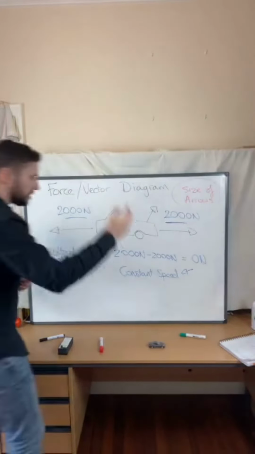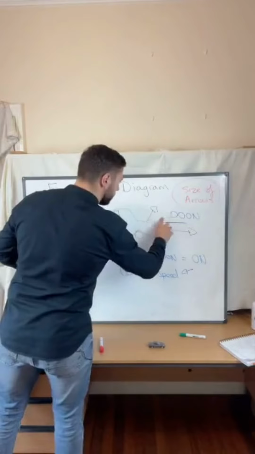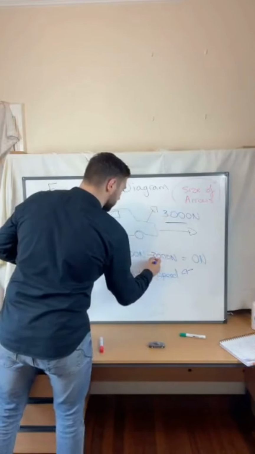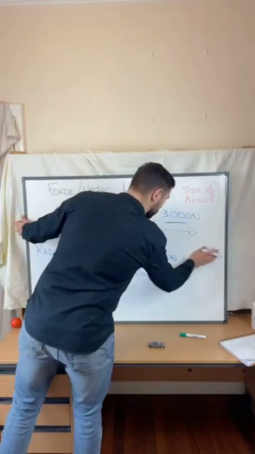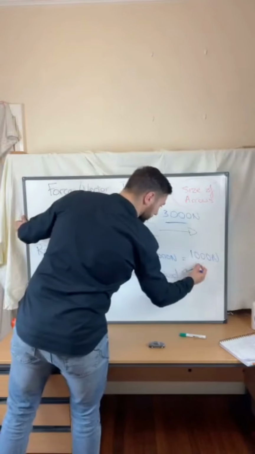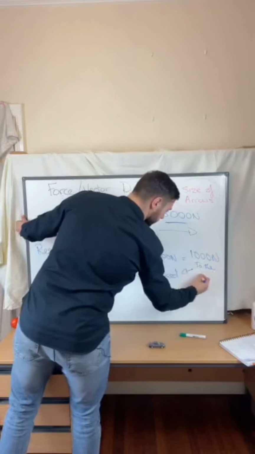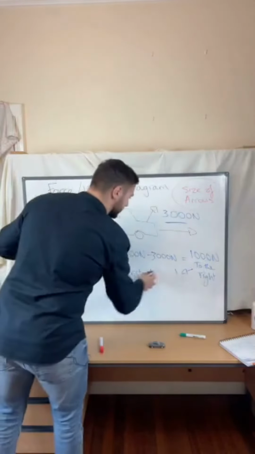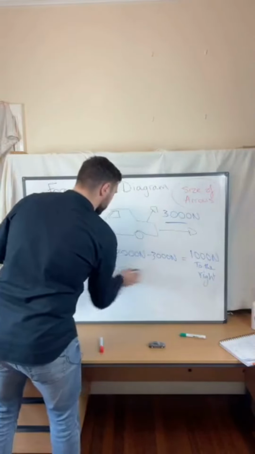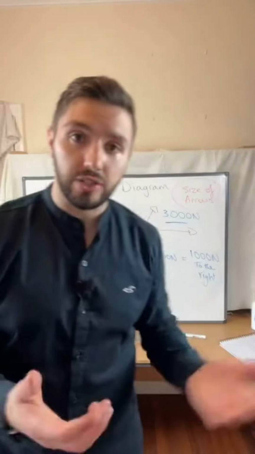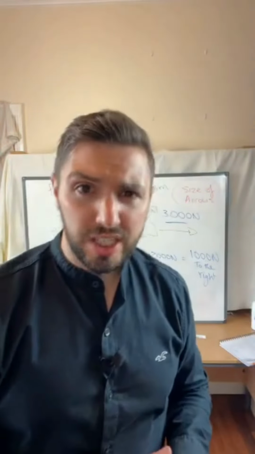Now let's say we changed it again and this became 3,000. I don't think we're going to have to do it as a question, but you'll see it here. If it was 3,000, it would end up being minus 1,000. So you're going to have 1,000 newtons backwards to the right. And that's where you would see deceleration. So you're going to end up seeing it slowing down. And that's what's happening when we're physically slowing down our car. Any questions, anyone?